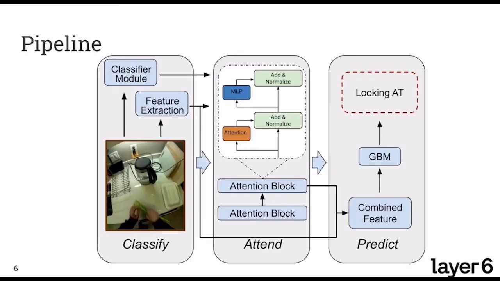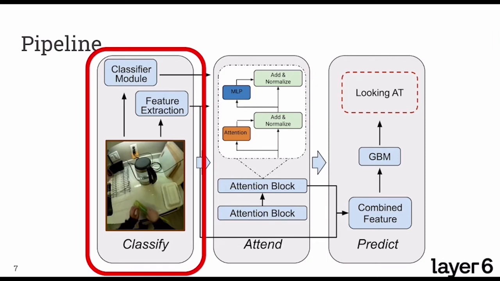Now we present our approach to this challenge. We propose a three-stage based pipeline, where in the first stage, we use an ensemble of state-of-the-art image classification models to classify object labels. And in the second stage, we use a self-attention-based transformer encoder for encoding contextualized box representations. Finally, in the third stage, we combine the outputs from the previous two stages and pass them to a gradient boosting machine, which makes the final predicate predictions.